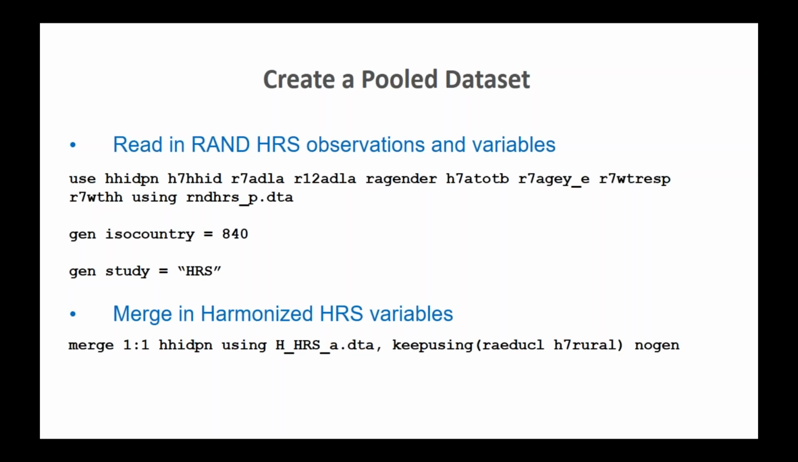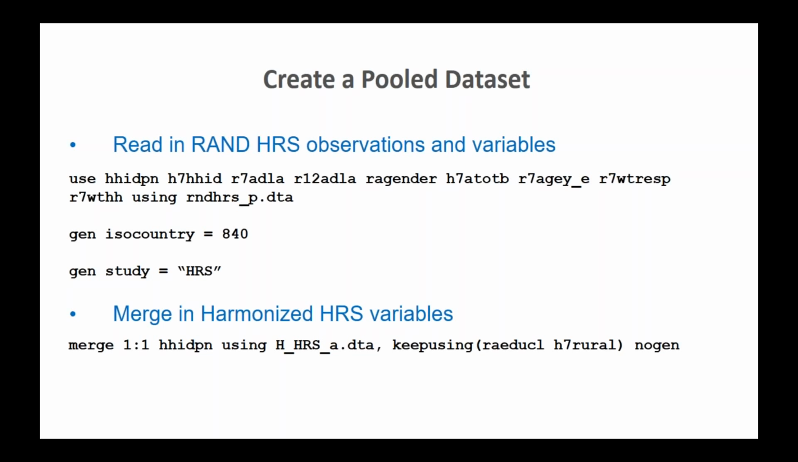And we're also going to generate a variable called study, and that's going to be equal to HRS as a text string, so we can know these people came from the HRS. So we know that everyone in our data set currently is from the United States, and they're part of the HRS sample. The next thing we want to do is merge in the harmonized HRS variables.